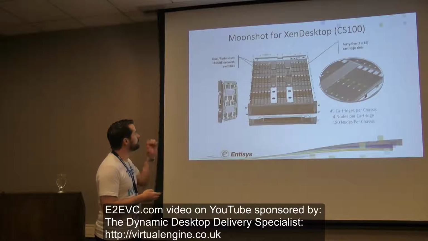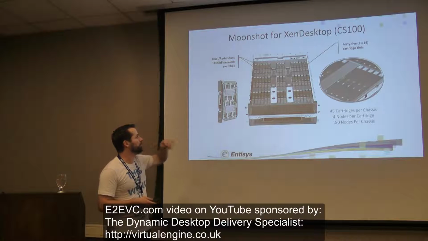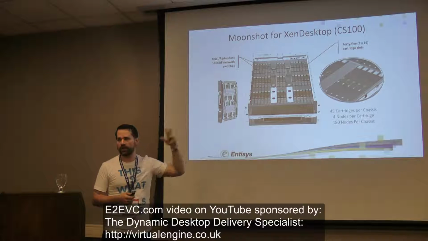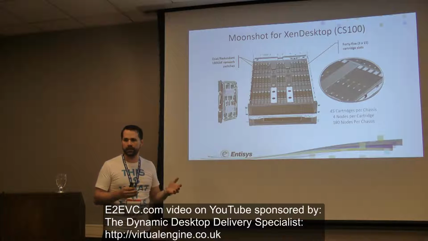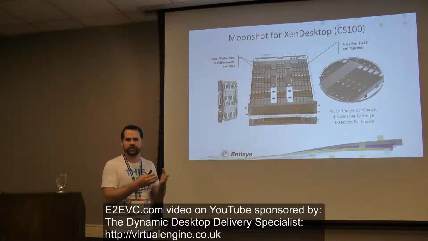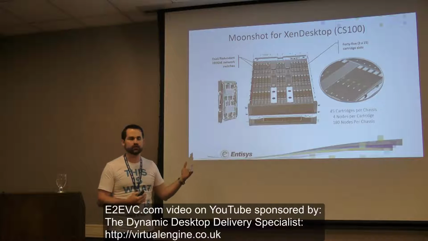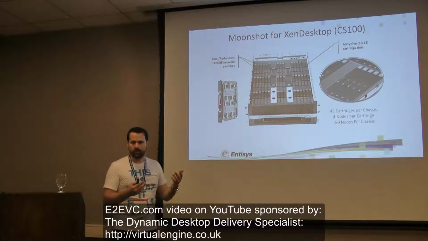This is what the chassis looks like. So the cartridge is over here. Down the middle is 2, again, hot serviceable switches. These are 180 gig switches. The math basically works out to, each cartridge has 4 nodes. There's 45 in a chassis, so 3 rows of 15. And so you do the math on that, it's 180.